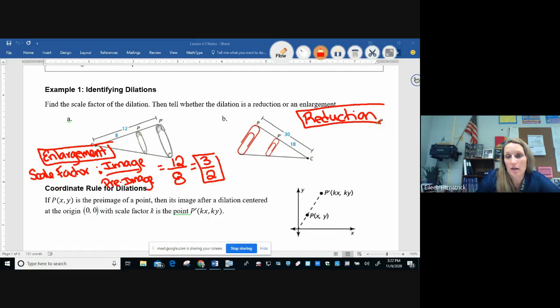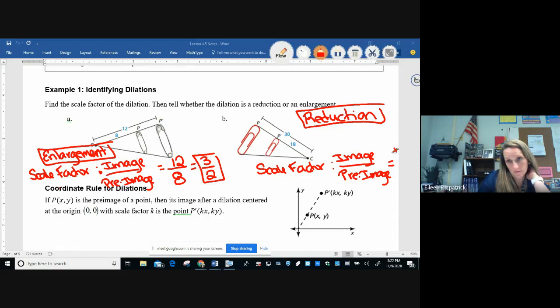We still find the scale factor the same way. Reduction or enlargement doesn't matter. It's always going to be image over pre-image. So what is the distance from the center of dilation to the image? That's going to be 18. And then the distance from the center to the pre-image is your 30. And you'll simplify that to 3/5.